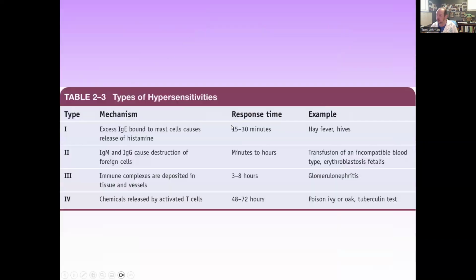This table can give you a nice quick little review of some of the most common details you'll see in the four types of hypersensitivities. Make sure that you can describe each hypersensitivity and specifically what has gone wrong to cause that type of hypersensitivity.